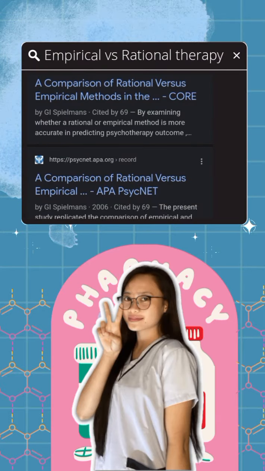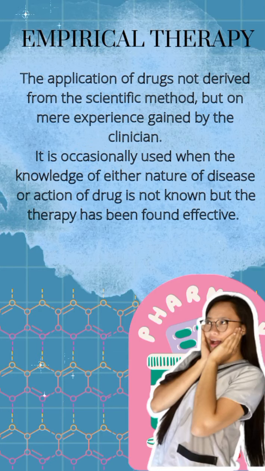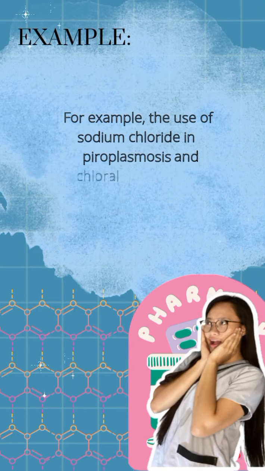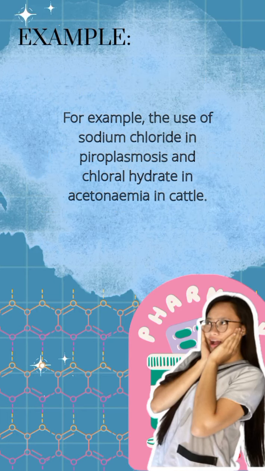Let's go! Empirical therapy is the application of drugs not derived from the scientific method but on mere experience gained by the clinician. It is occasionally used when the knowledge of either nature of disease or action of drug is not known but the therapy has been found effective. For example, the use of sodium chloride in pyroplasmosis and chloral hydrate in acetonemia in cattle.